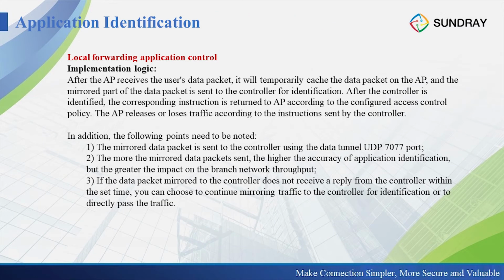Next, it's about local forwarding application control. The implementation logic is that after the AP receives the user's data packet, it temporarily caches the data packet on the access point, and then mirrors part of the data packet and sends it to the controller for identification. After the controller identifies the traffic, it gives the corresponding instruction and tells the access point whether to block the traffic or not.